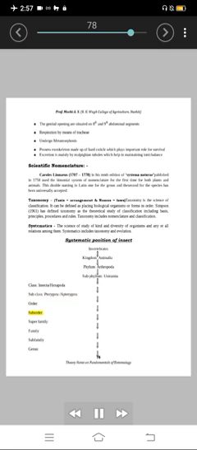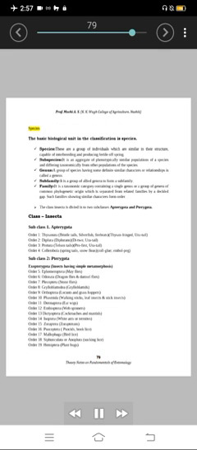Order. Suborder. Superfamily. Family. Subfamily. Genus. Species. The basic biological unit in the classification is species. These are a group of individuals which are similar in their structure, capable of interbreeding and producing fertile offspring. Subspecies. It is an aggregate of phenotypically similar populations of a species and differing taxonomically from other populations of the species. Genus. A group of species having some definite similar characters or relationships is called a genus.